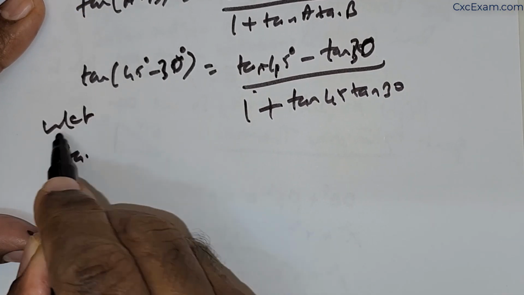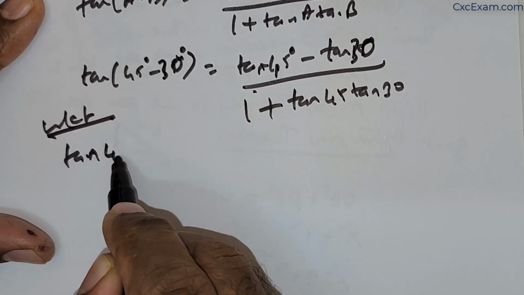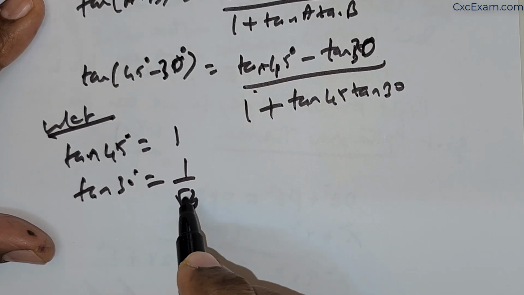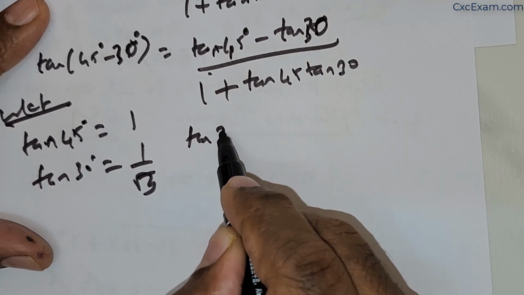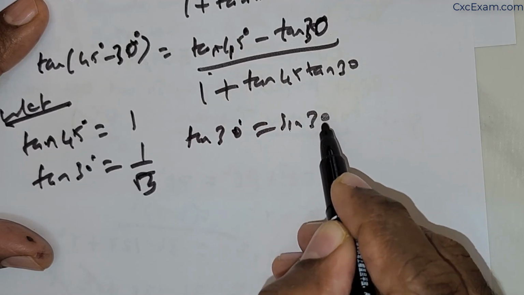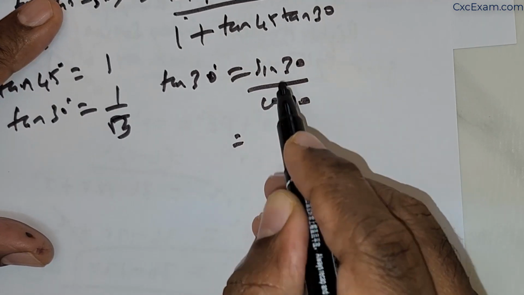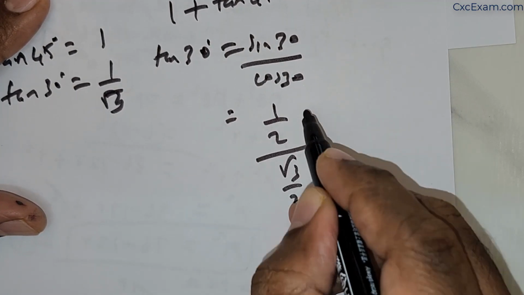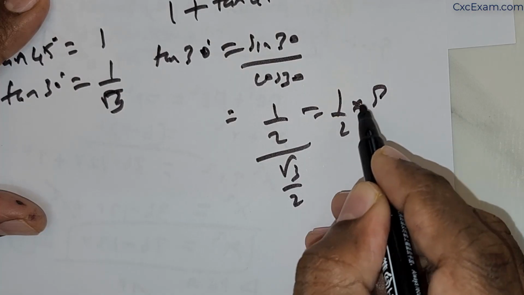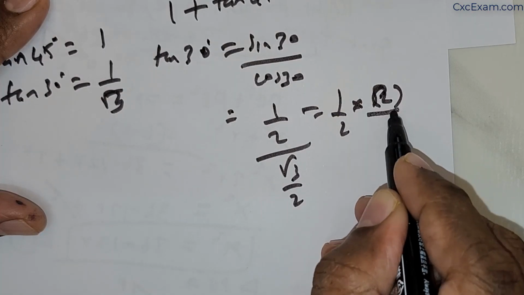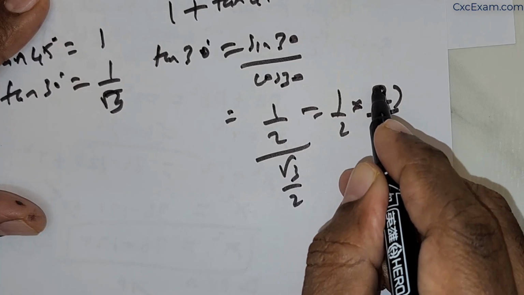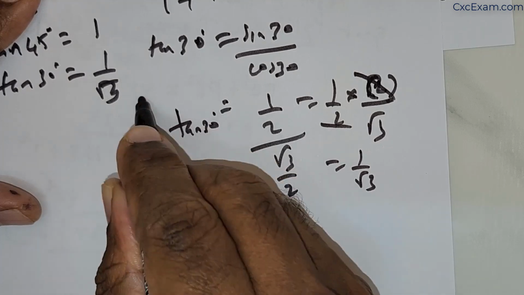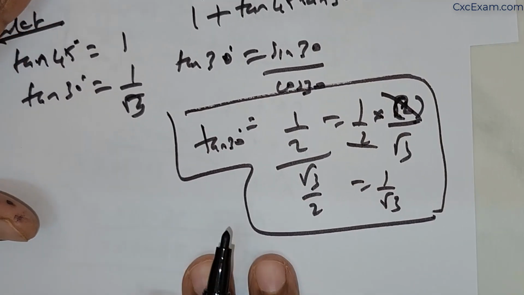Now we know the following values. So tan 45 is 1, tan 30 degrees is 1 over root 3. So how do I get this? See, tan 30 is nothing but sine 30 over cos 30. Sine 30 is 1 over 2, cos 30 is root 3 over 2. You flip it, you get 1 over 2 times 2 over root 3. The 2 gets cancelled. You get 1 over root 3. So that is how tan 30 degrees is 1 over root 3.